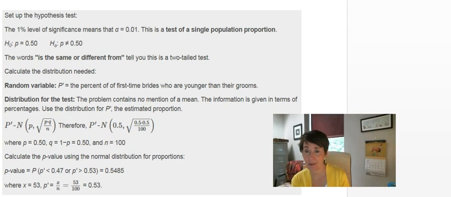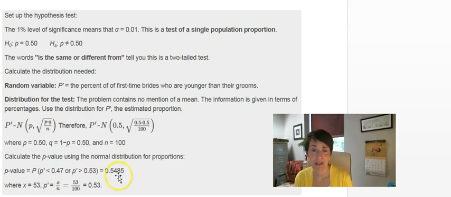So the problem doesn't have a mean. The information is given in percentages. So we're going to use that distribution for p prime with the estimated proportion that we did. I think it was the same week that we did the binomial distribution theorem, maybe it was when we were doing probabilities, not really sure. Where we're going to take p, which is the probability underneath here, which is 0.5, and the probability that it's not. These are equal, so it's going to be 0.5 times 0.5 over 100, and I will take the square root of that. And that is what I would enter into my normal distribution to get what my p is.